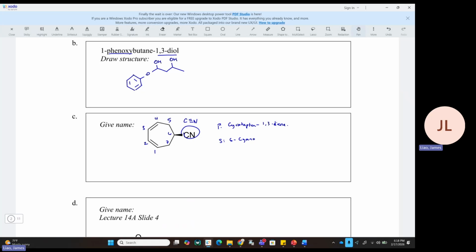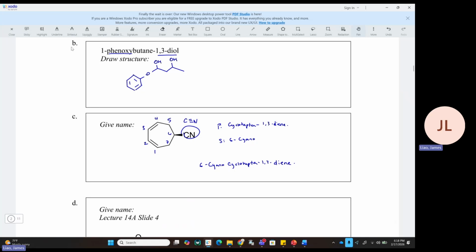So we're going to put it all together to make the whole nomenclature. So it's going to be 6-cyano, then cyclohepta-1,3-buta. No, not buta. It's supposed to be just diene. My bad. Diene. Okay, that's molecule 3.